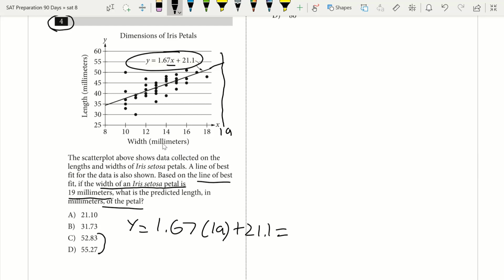So you plug that in your calculator, not the y, just the 1.67 times 19 and then plus 21.1. I'll put that in my calculator right now, and that's going to give you 52.83. Okay, 52.83. So even if these two, C and D, were really close together and you did this, you're going to end up with 52.83, so you know your answer would be C, right?